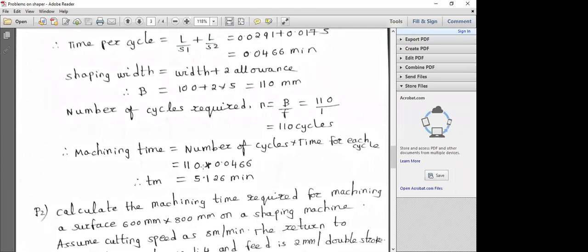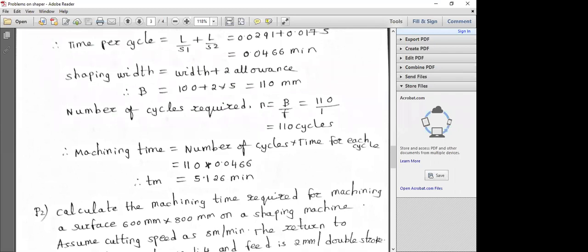So that is 110 into 0.0466. You can just give this machining time as TM, because that is the standard notation, though some textbooks do not give it. You simply write equal to, tabulate and calculate: 5.126 minutes. This is very much required.